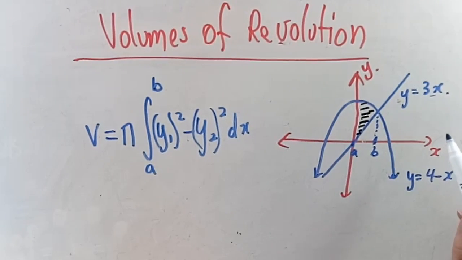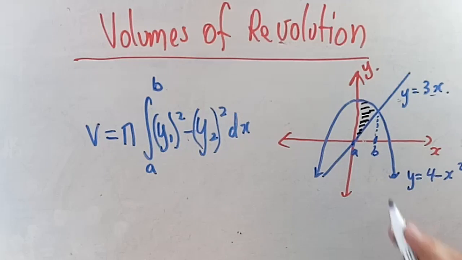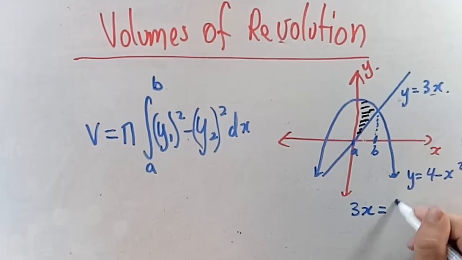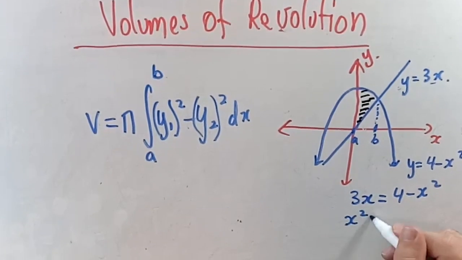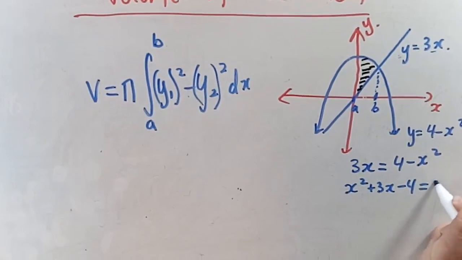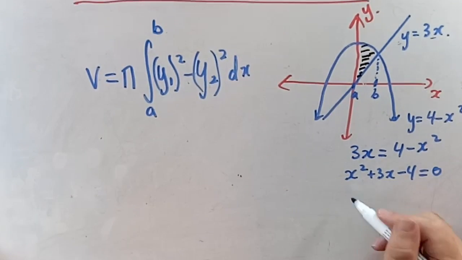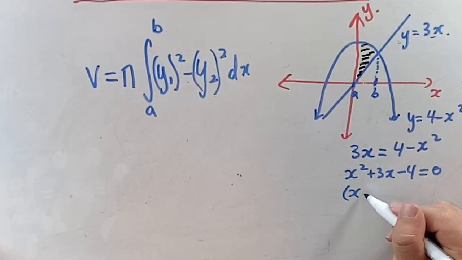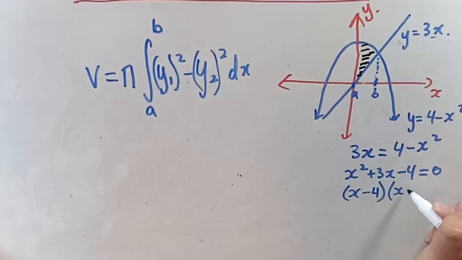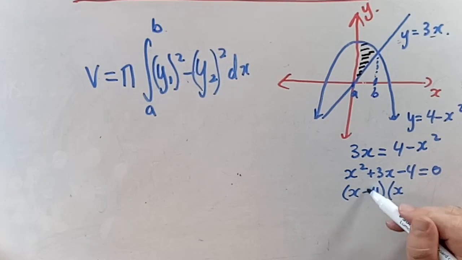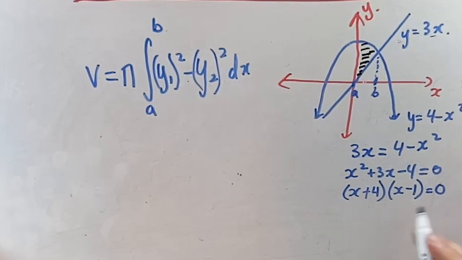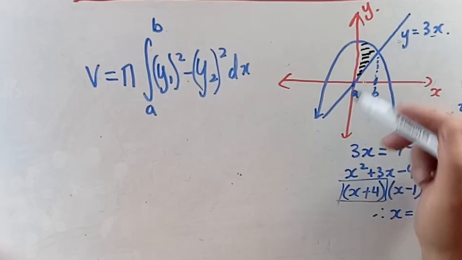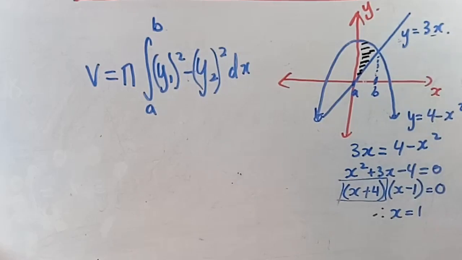So how do we find this a and b? Well, we've got to find where they intersect here. So I'm going to go 3x is going to equal 4 minus x squared. So then we get x squared plus 3x minus 4 equals 0. And if I factor this, I should get plus 4, minus 1, that's better, equals 0. Therefore, x equals 1. I'm ignoring the other one because that's a negative solution. That's where it crosses down here. I want the positive one.